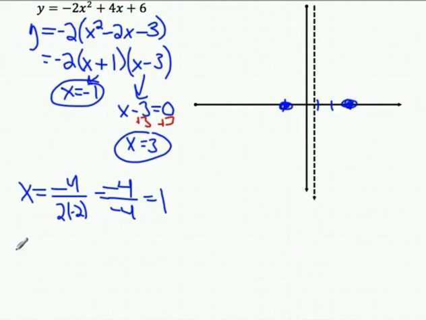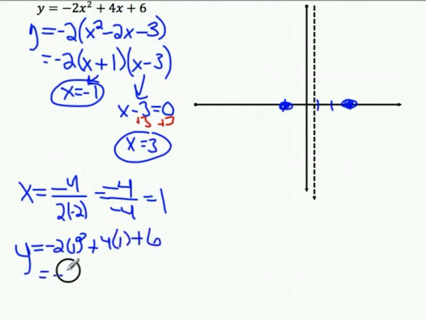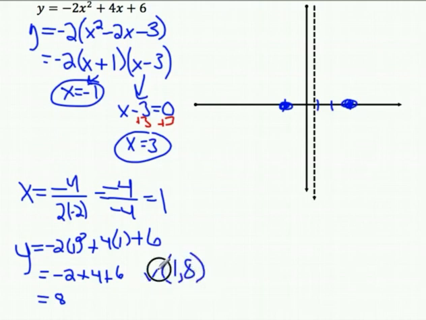Okay, then we plug it in, so we get y equals negative 2 times 1 squared, plus 4 times 1, plus 6. So it's going to be negative 2 plus 4 plus 6. 4 and 6 is 10, minus 2 is, you guessed it, 8. So our vertex is at (1, 8). Okay, so (1, 8). If this is like 10 up here, then it would be about right there.